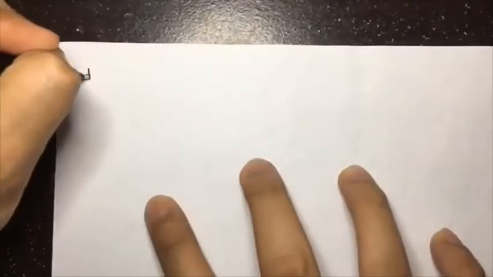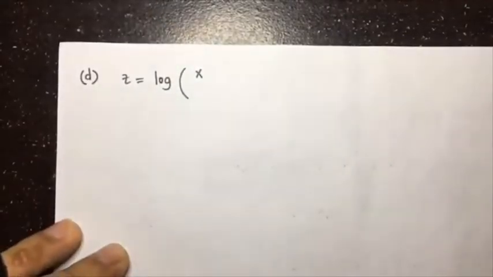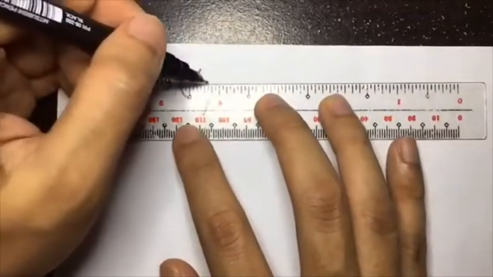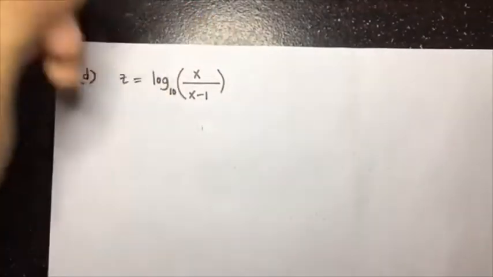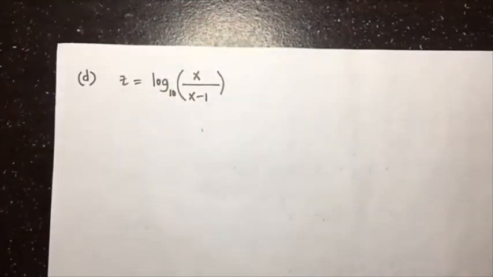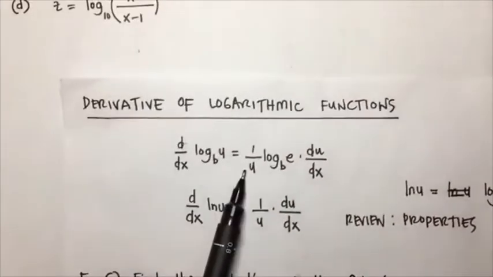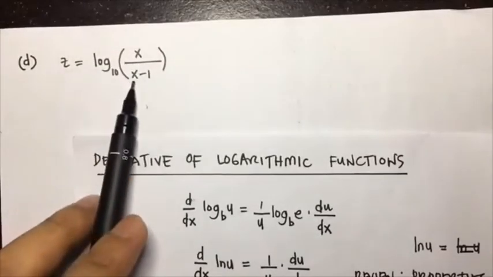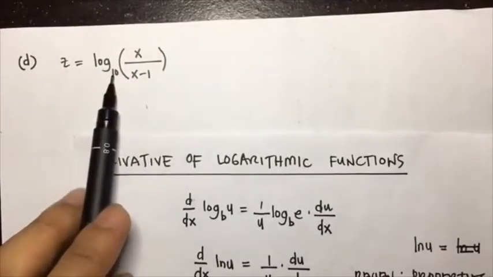Okay, so next we have letter D. z is equal to the logarithm of x over x minus 1, to the base 10. Okay, so this will follow the first formula. Where our u is x over x minus 1, our b is equal to 10.